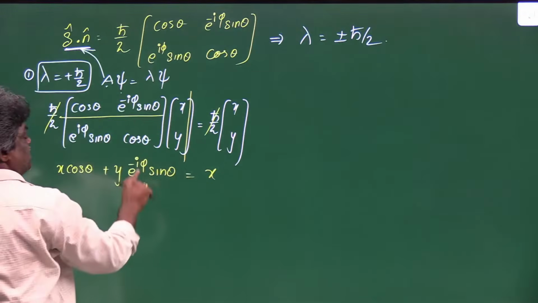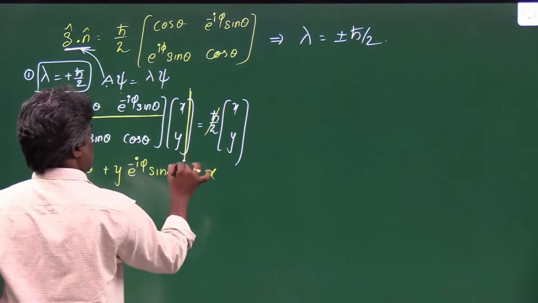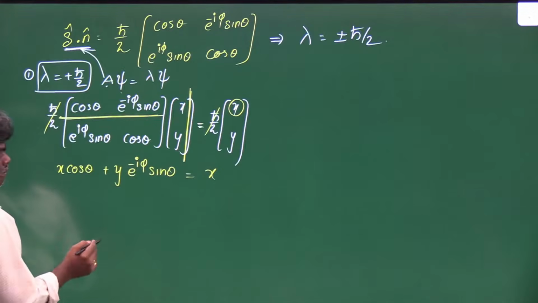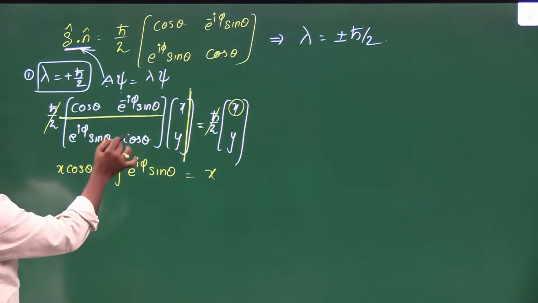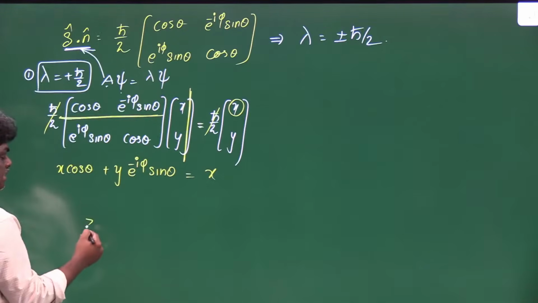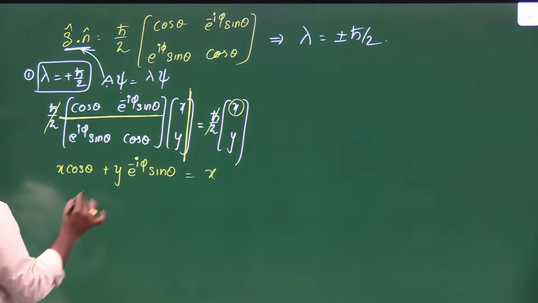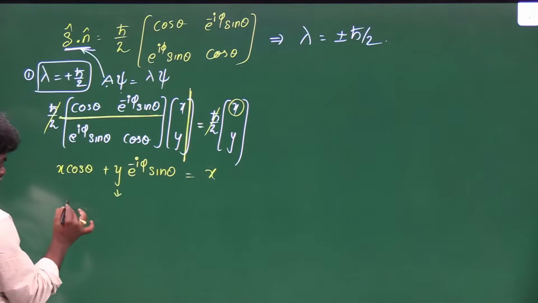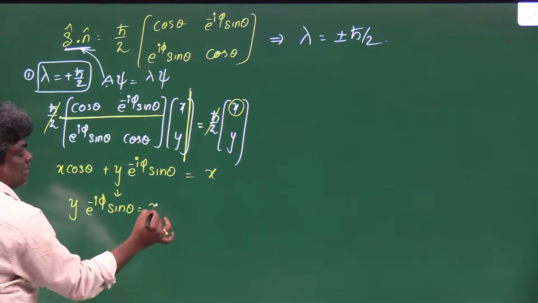So e raised to minus i phi sin theta y equal to x, because row into column equals this first one. Right. Now, stop, one is enough. Always, in a 2 by 2, one equation is enough. Only for the Z matrix we have to take both. Right. Okay, fine, and we got this. So I told you, first always find y. That means y e raised to minus i phi sin theta equal to x common.